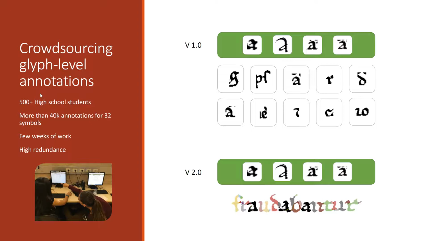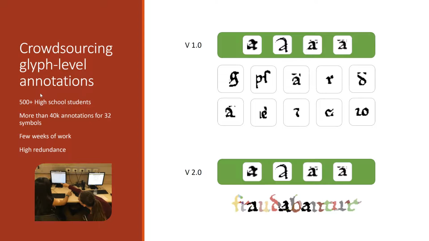And we had feedback again, and they told us that, well, maybe it was also more stimulating as a task. And this time it was 500 high school students, and in a few weeks' work, we were able to collect more than 40,000 annotations for 32 different symbols.